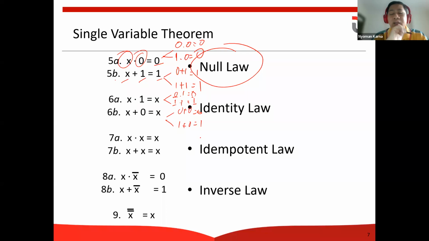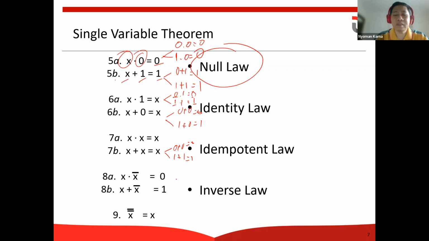Okay, now the next one is idempotent law. X times X is X, and X plus X is X. For example, 0 plus 0 is 0. 1 plus 1 is 1.